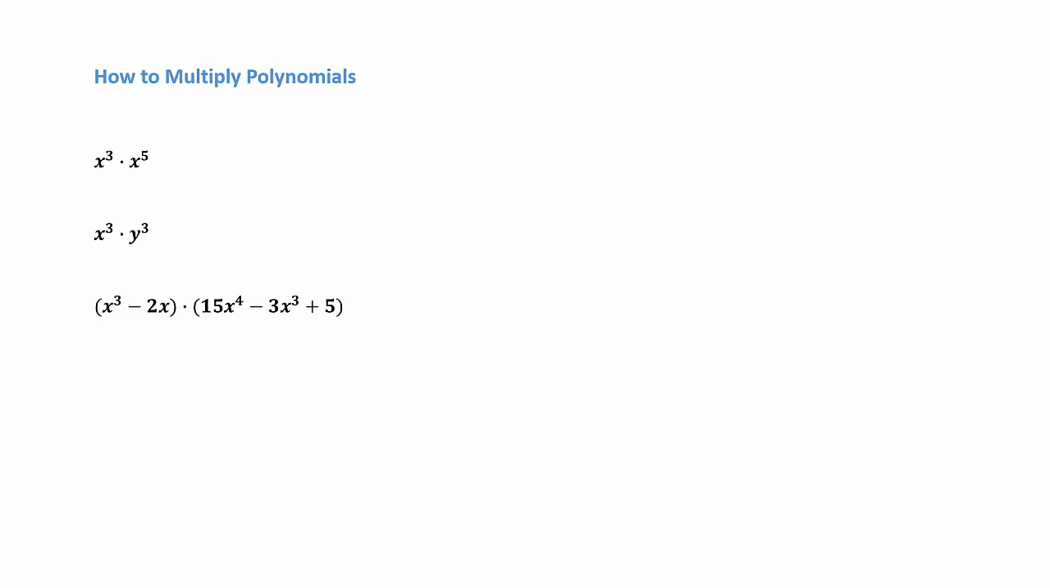What about multiplying polynomials? When you multiply, in this case, this is a monomial times a monomial, but the only way you can multiply these is if the bases are the same. In this case, x and x are the same, so we can multiply these. And when you multiply and the bases are the same, the base stays the same and you add your exponents. So x to the 3rd times x to the 5th is x to the 8th.